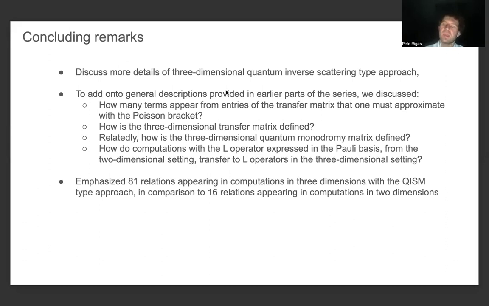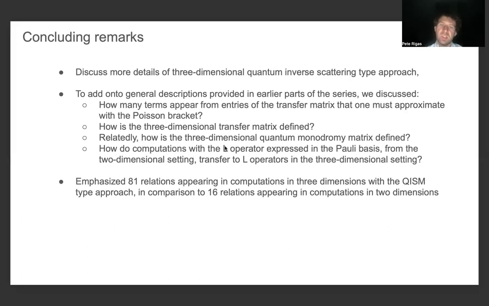And we didn't exactly define it, but we pretty much hinted at several types of properties that would relate to how one would define the quantum monodromy matrix and how it relates to the computations from the 81 Poisson brackets that we can write out by looking at different entries of the generic representation for the large N limit of the asymptotic 3-dimensional transfer matrix.